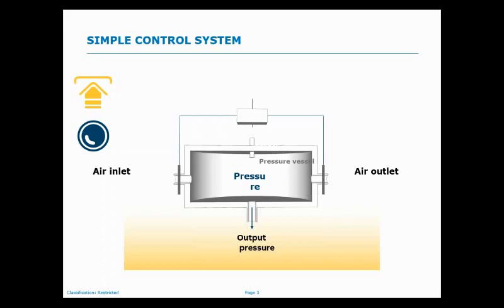What are the physical parameters that you will measure in this simple control system? Yeah, your flow rates of the air, right? Air flow rate and maybe the pressure. Air inlet and outlet, which is actually airflow, and second would be the pressure of the pressure vessel. Okay, so you have to have airflow sensors and pressure sensors.